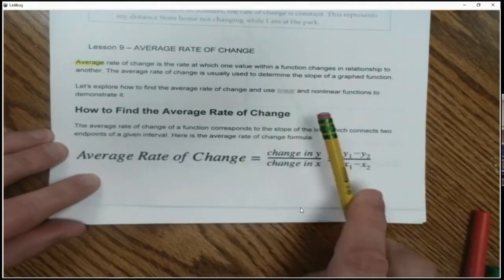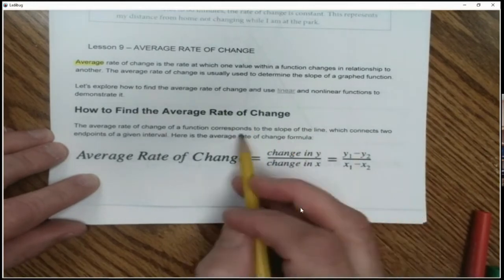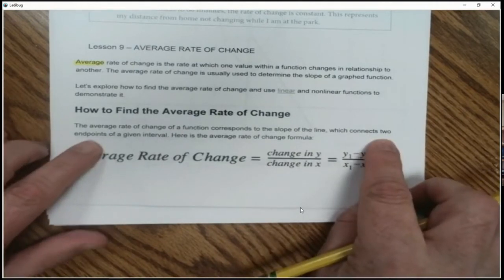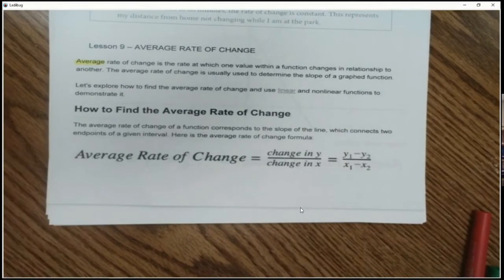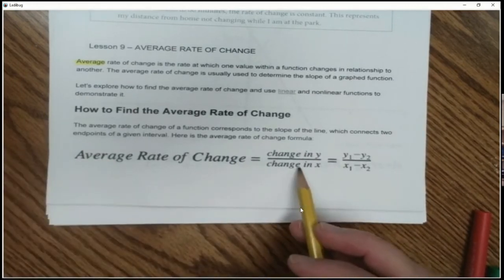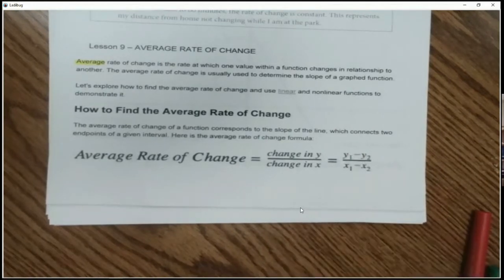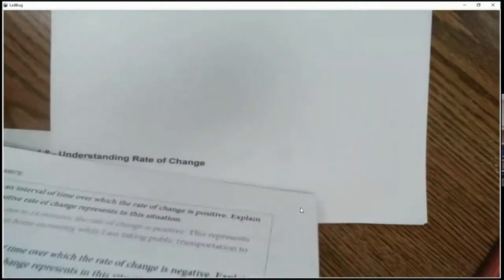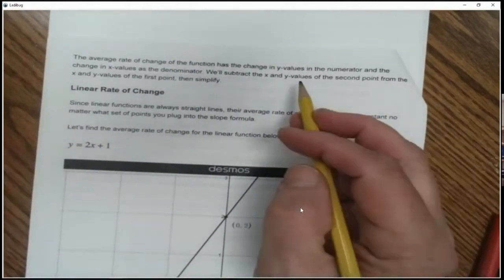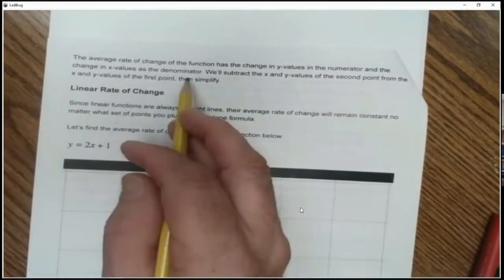So to find the average rate of change, it corresponds to the slope of the line which connects the 2 endpoints. If we're talking about an average, we just draw a straight line between those 2 points that we're looking at an average between. We don't care what the graph does in the middle. We're talking about the average between 2 points. So the average rate of change is the change in the y divided by the change in the x. Subtract the y's, subtract the x's. Set it up as a fraction. Simplify. Let's turn the page here. I have an example. Okay, so the average rate of change of the function has the change in y values as the numerator, change in x as the denominator.